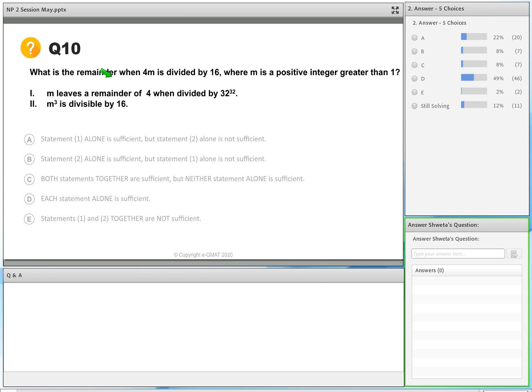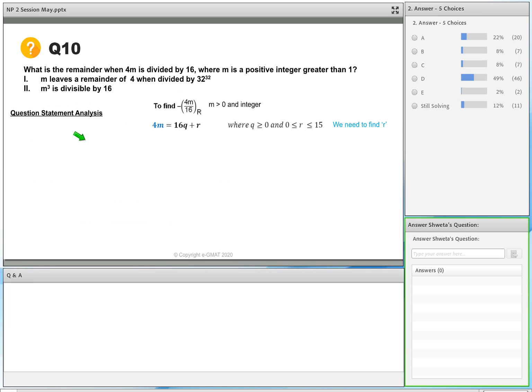So let's think about this. What is the remainder when 4m is divided by 16? And then you have two statements. So first let me think about the question statement only. 4m divided by 16, I need the remainder. If I write that according to the DNR equation, this is r that I want to find out, and all I know is r has to be less than 16. So here I've written it as less than or equal to 15. If it's less than 16, it can be 15, right? And it has to be greater than or equal to 0 as well. This is all. The question stem tells me nothing at all.